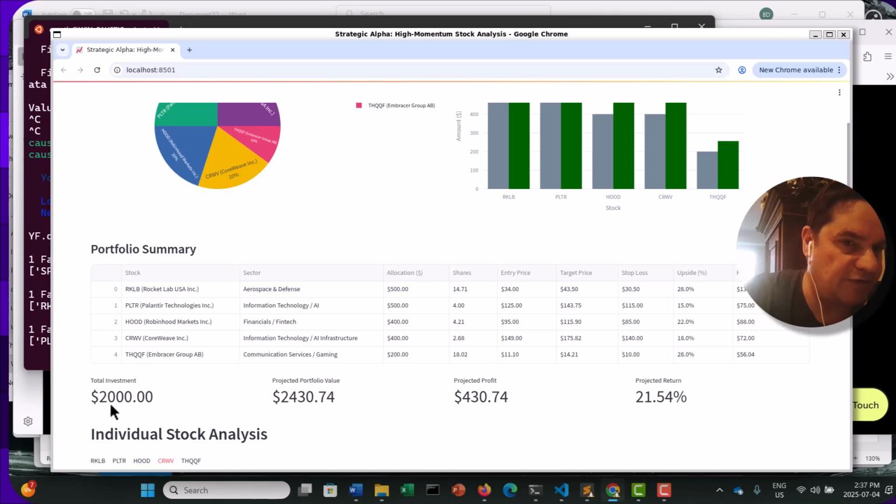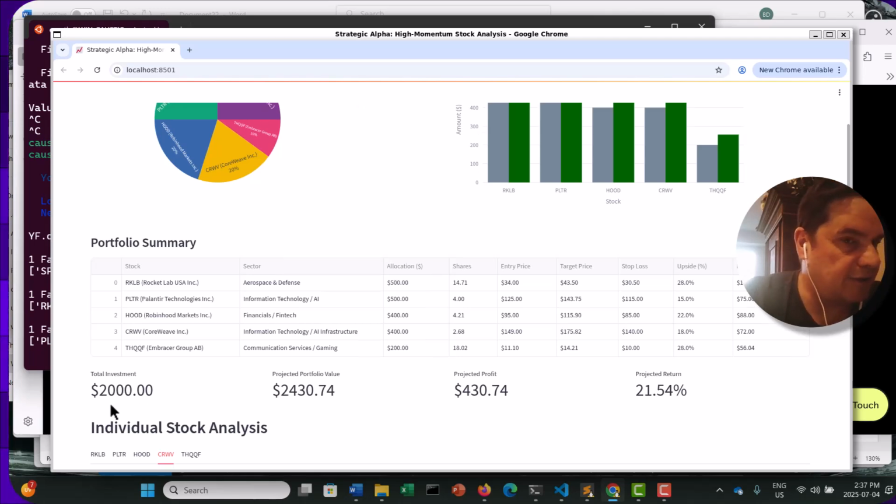This is pretty impressive. So if I allocate $2,000 today, it projects I should get, after 4 weeks, $2,430. So basically a $430 return, with a projected return of 21% for the month.